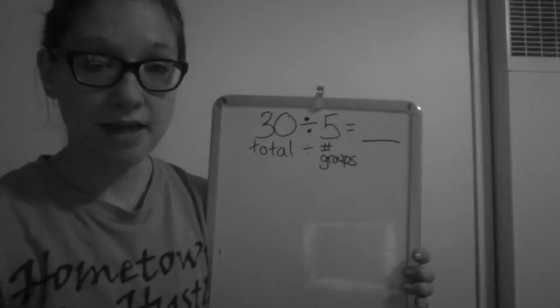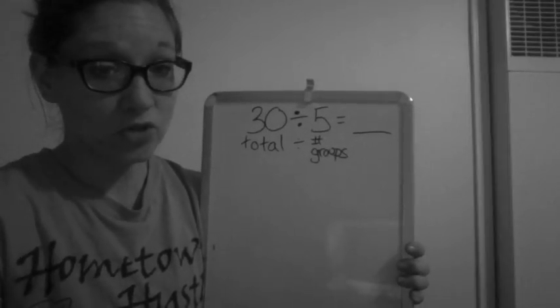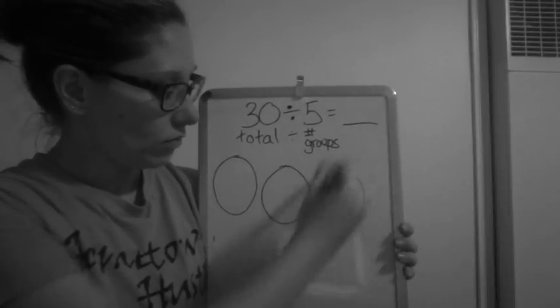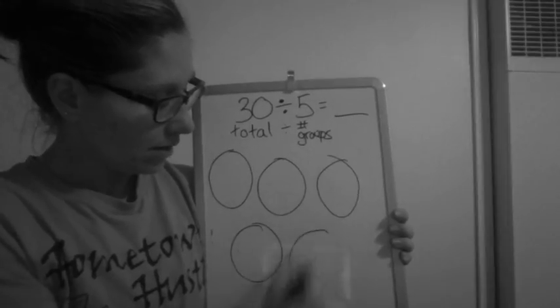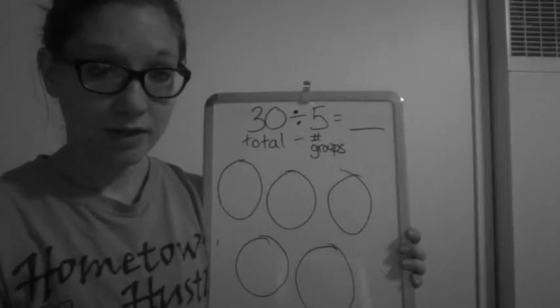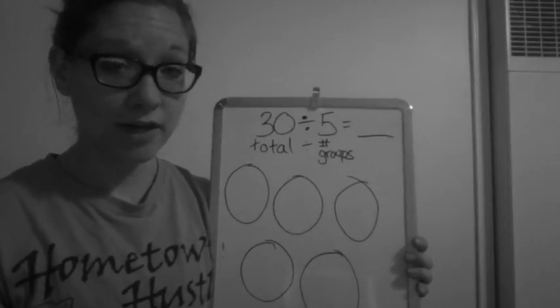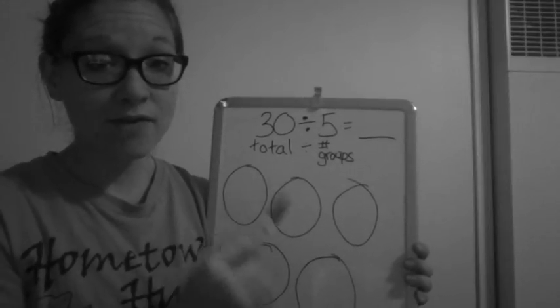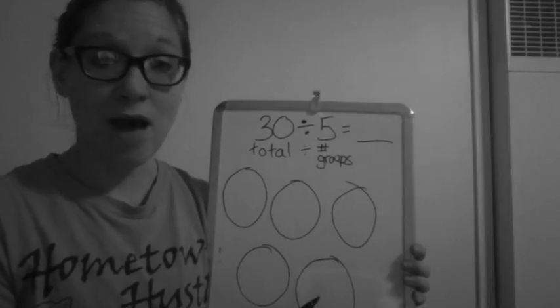So let's think this out. I've got 5 groups. Draw 5 groups. 1, 2, 3, 4, 5. Now we're going to do our fair share here. We have 30 objects, maybe 30 cookies, but every person has got to get the same amount.